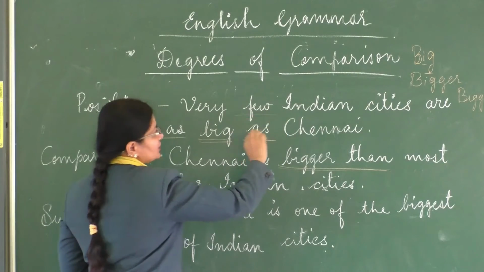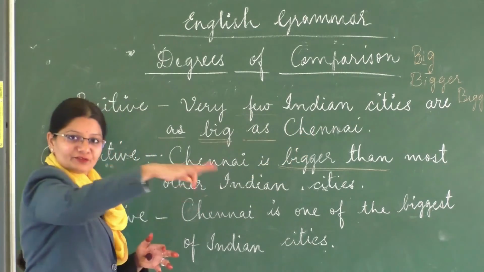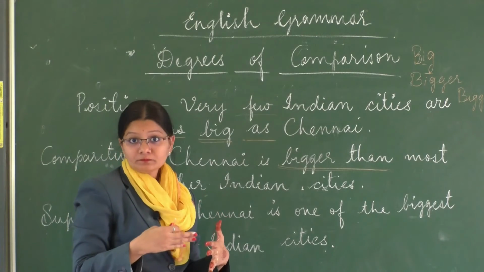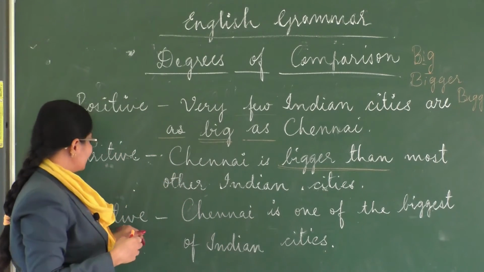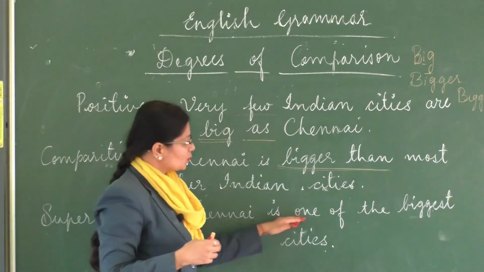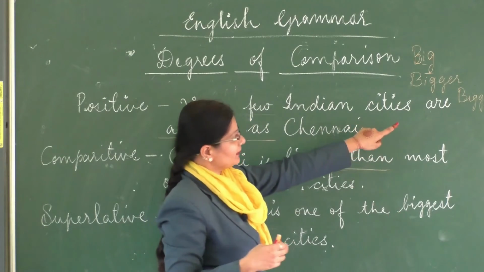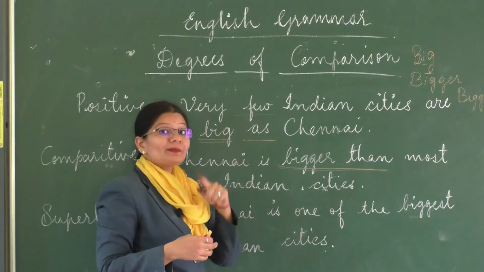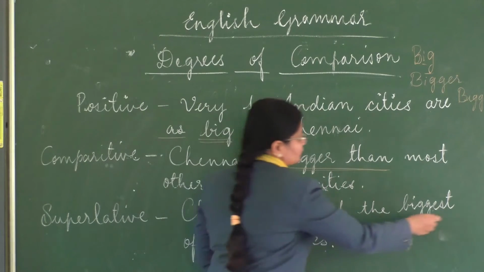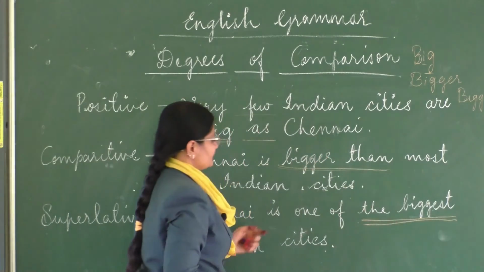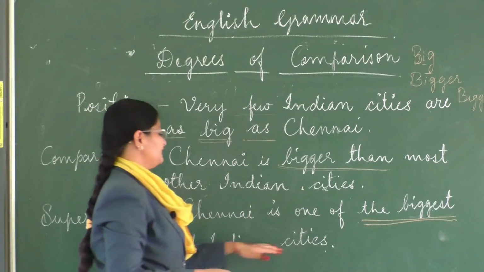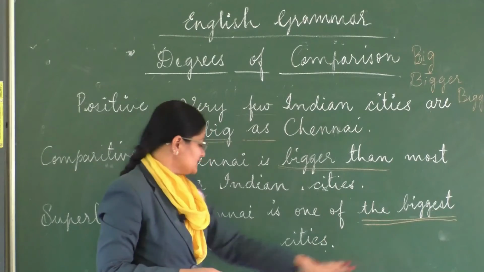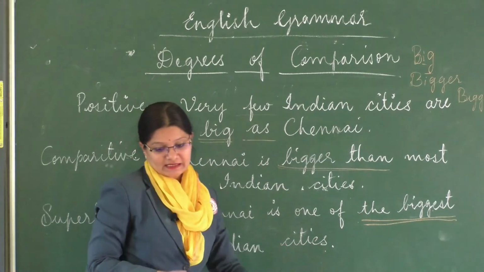Here we are talking about other cities. Very few cities in India are as big as Chennai, right? Then superlative, Chennai is one of the biggest. So again we apply this rule, biggest, but you remember I told you before biggest you write the. So that is what you have to write here. So the biggest of Indian cities. So Chennai is one of the biggest of Indian cities.